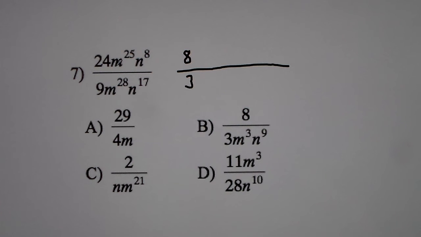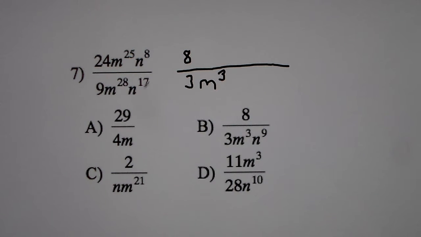Now looking at our m's, we have m to the 25 and m to the 28. Since the 28's on the bottom, we're going to put our m on the bottom. Now how much bigger is 28 from 25? Well, 28 minus 25 gets us 3. So you put a power of 3 right there.